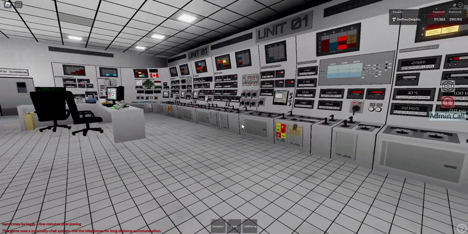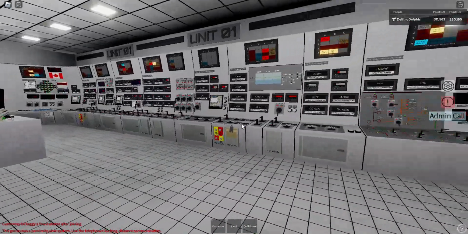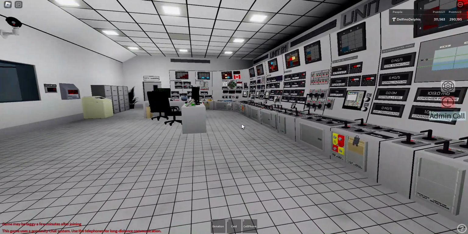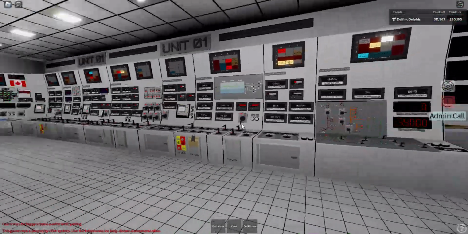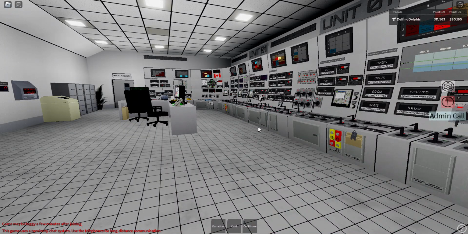This is a guide for Unit 1, so if you are watching this guide, probably you are new to the game. So I will try to give you some hints on how to start this up and how everything works.